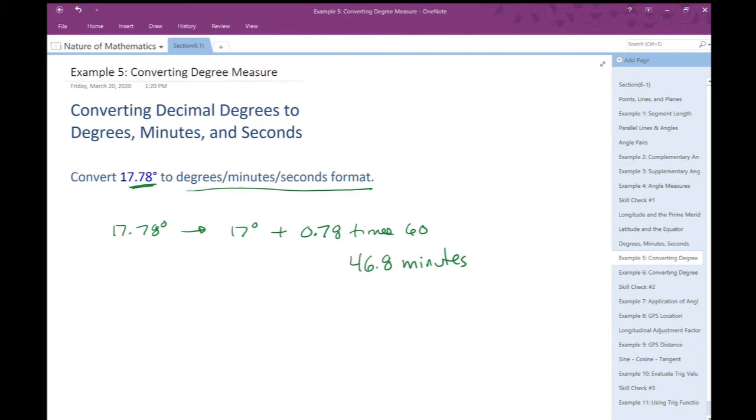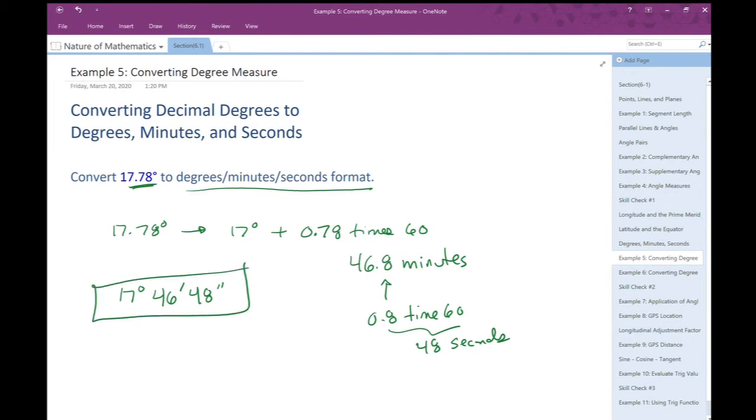Okay, so now I want to know how many seconds is this 0.8. I know I have 46 minutes. So far I have 17 degrees, 46 minutes, which is a single slash, but now I want to take this 0.8 and times 60 to get the number of seconds. So let's clear this out. 0.8 times 60 gives me 48. So 17 degrees, 46 minutes, and 48 seconds is equal to 17.78 degrees. This is the decimal form. This is the degree, minute, second form.